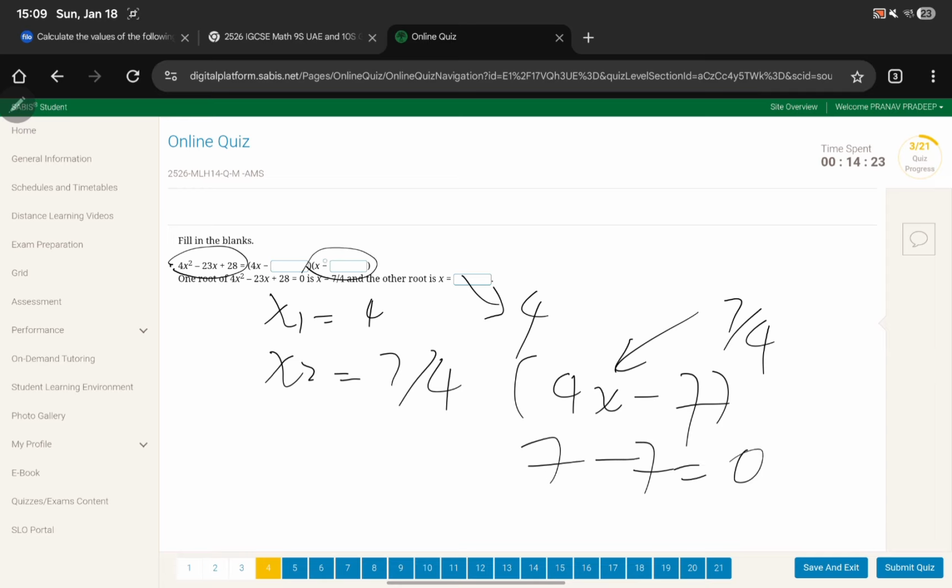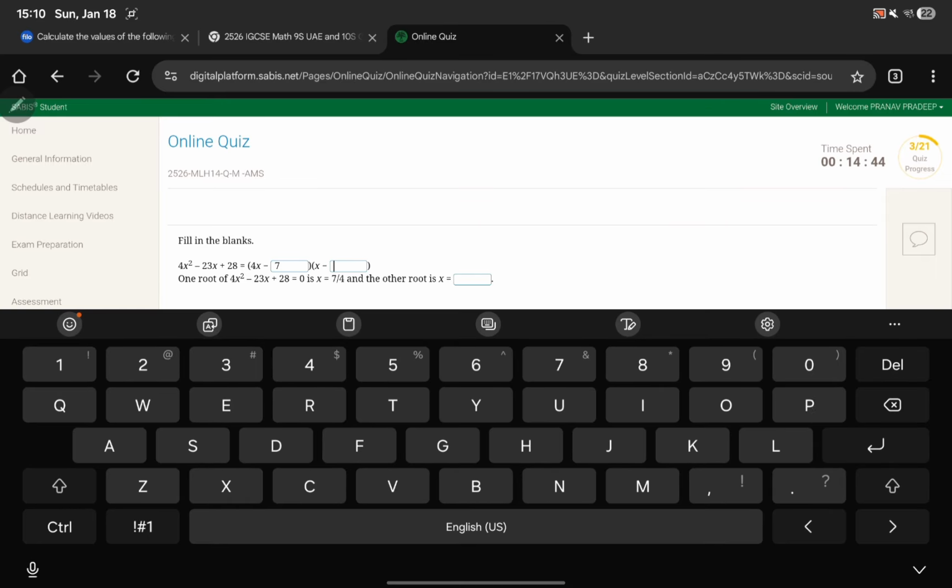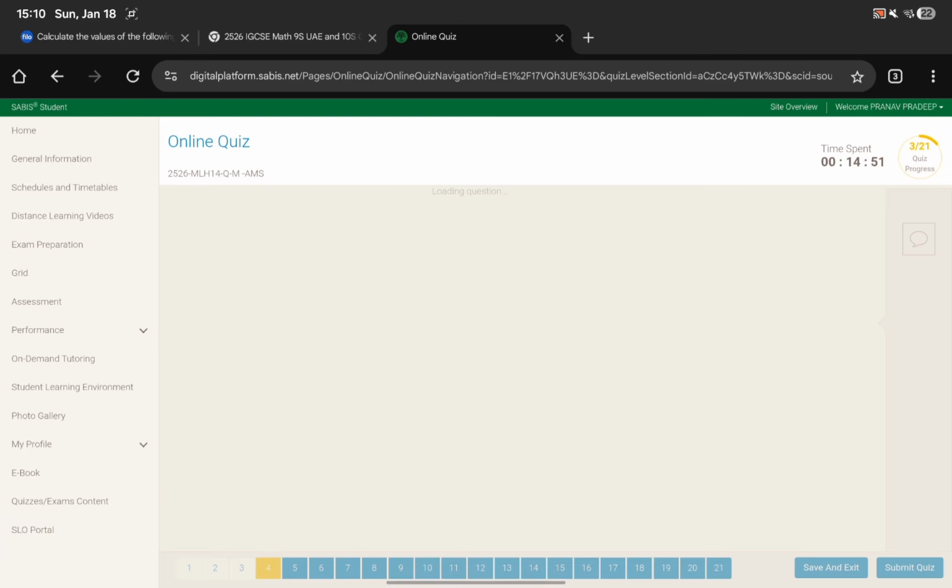And over here, it's common sense, it's just x minus 4, right? One of our roots is positive 4. If you put 4 here, you're going to end up having 0. Okay, so it's 4x minus 7 and x minus 4.